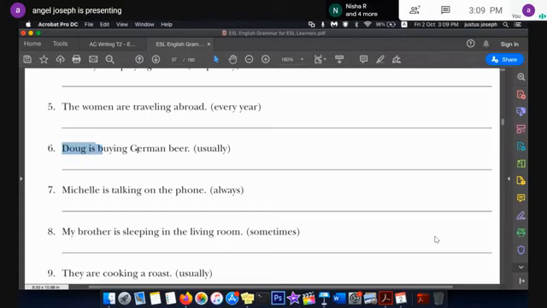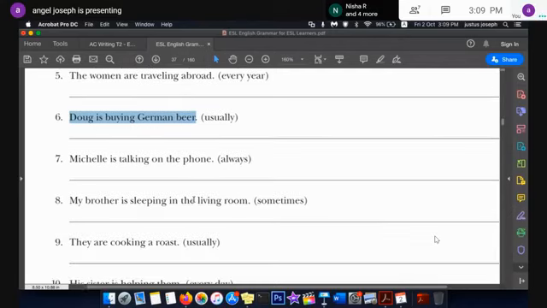Doug is buying German beer. Doug usually buys German beer. Buy, B-U-Y-S, buys. German beer. Okay. Michelle is talking on the phone. Michelle always talks on the phone. Very good. So now that correction is automatically setting in. It's setting in our minds.